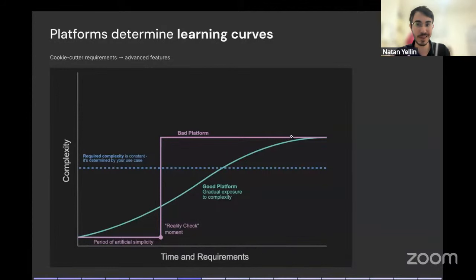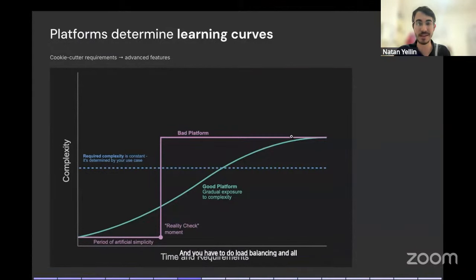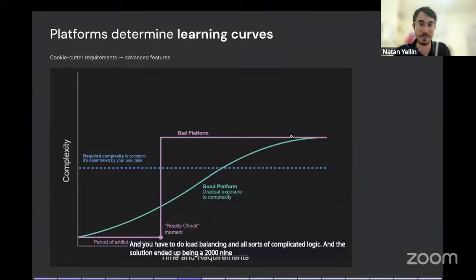So that's the journey that we all go on. And I've seen this also many times as an engineer myself. I worked at companies and in organizations where we thought at the beginning we didn't have a lot of complexity. We thought at the beginning we have a simple app that gets HTTP traffic. And in the end, it turned out that we had a lot of complexity and you had to do load balancing and all sorts of complicated logic. And the solution ended up being a 2009 Perl script that was impossible to maintain.